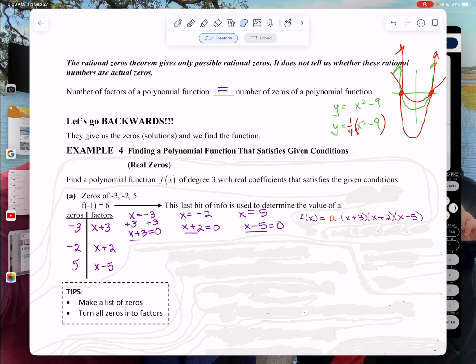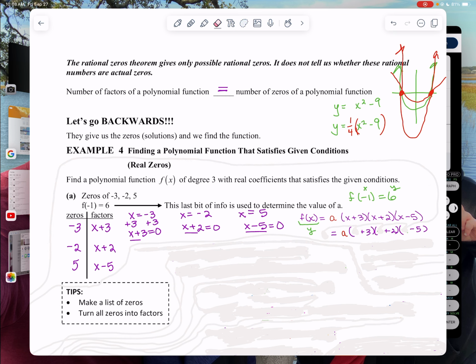So notice what they gave us. They gave us a point. This f of -1 = 6 that they gave us right here, remember, this is my x value and this is my y value. So I'm going to just plug it in.